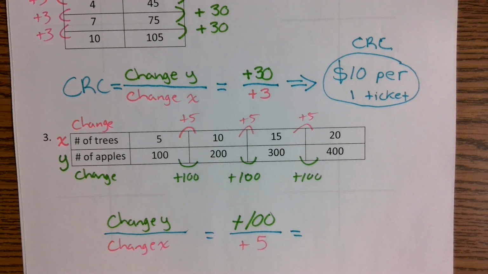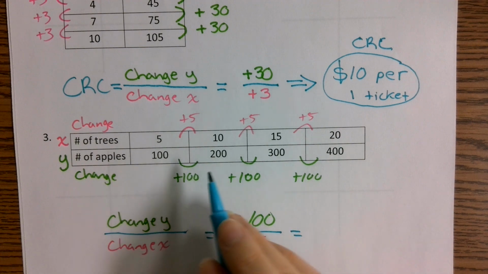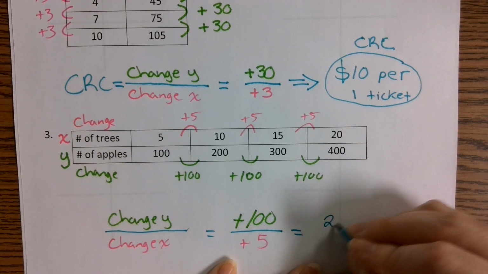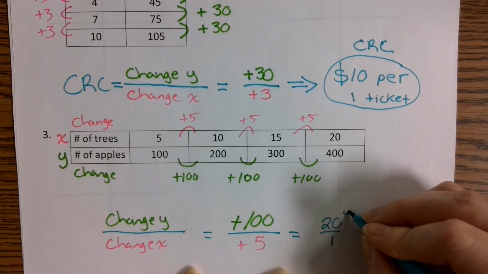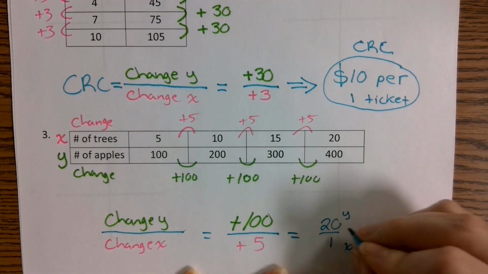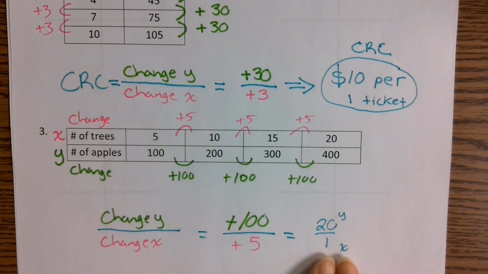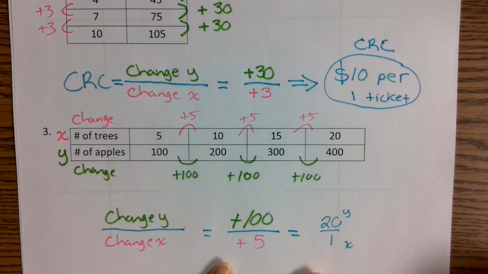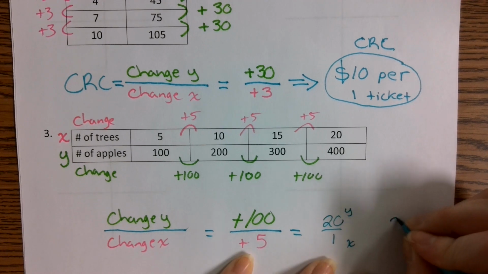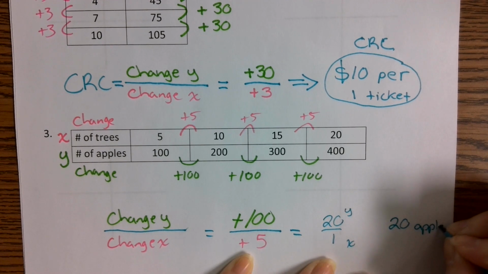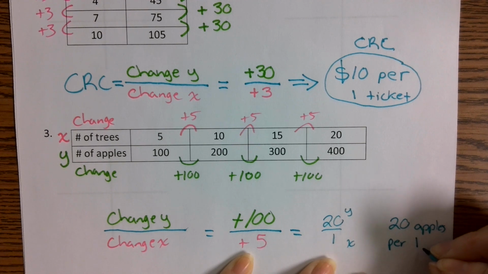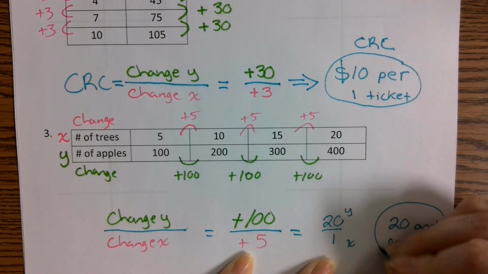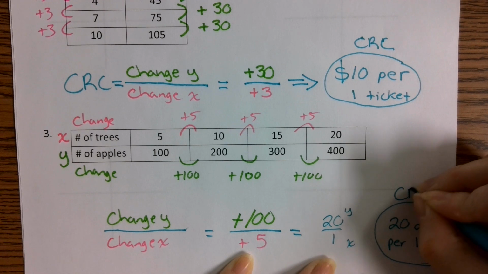But what is it? Is it 20 trees per one apple? Is it 20 apples per one tree? What is it going to be? Trees. I meant 20 apples. 20 apples, right? It's because it simplifies basically to 20 over 1. But this was our Y and this was our X. So it's 20 apples per one tree. So you have to relate it. It's your Y per X. It's always your Y per your X. So this is 20 apples per one tree. 20 apples per one tree is your constant rate of change.